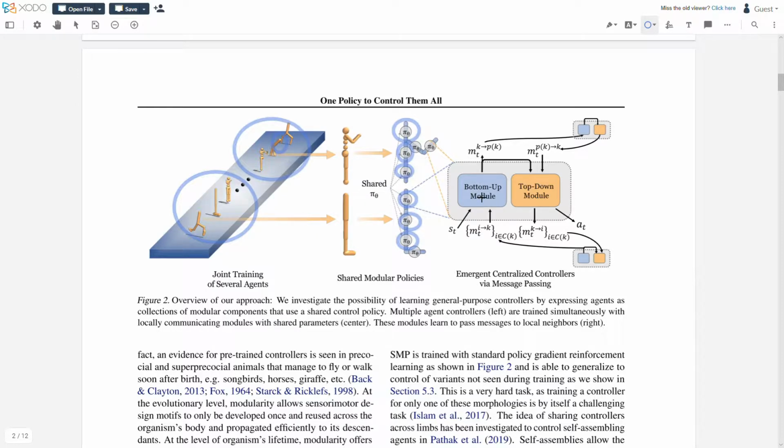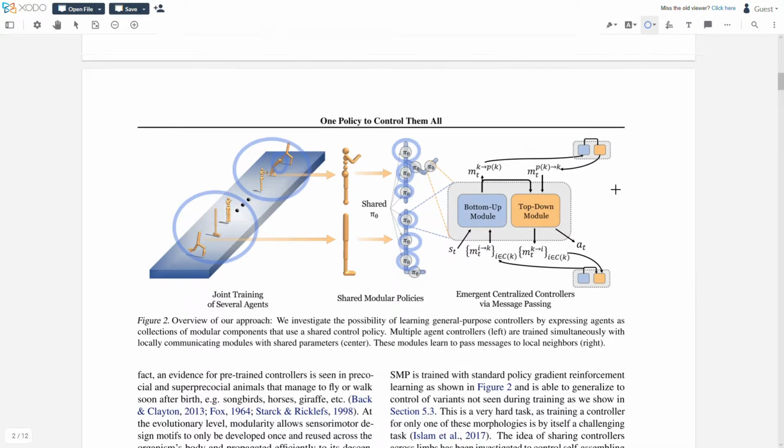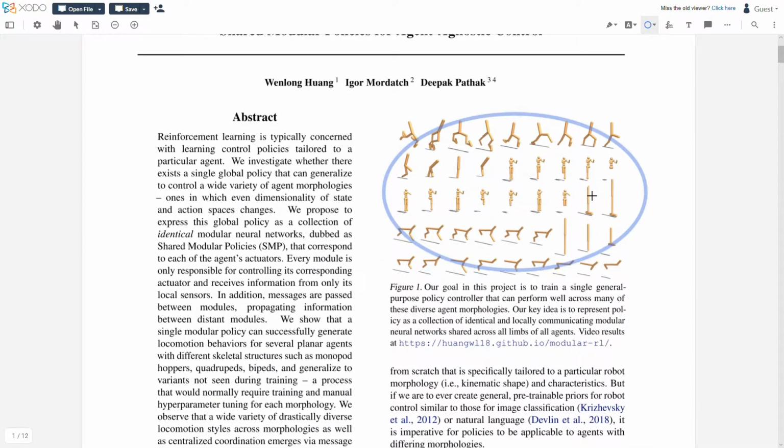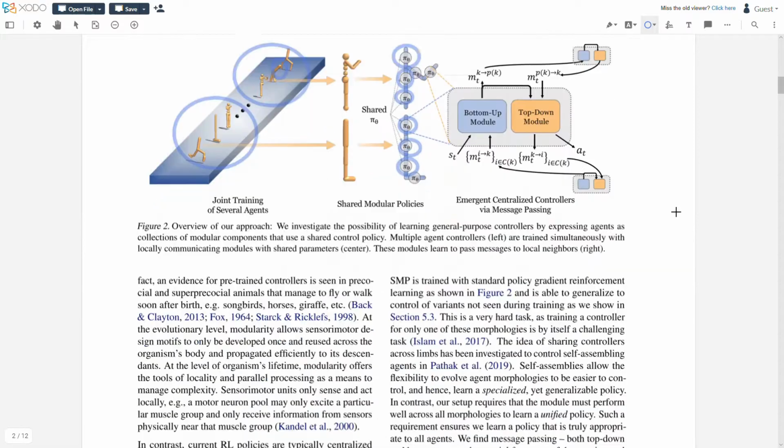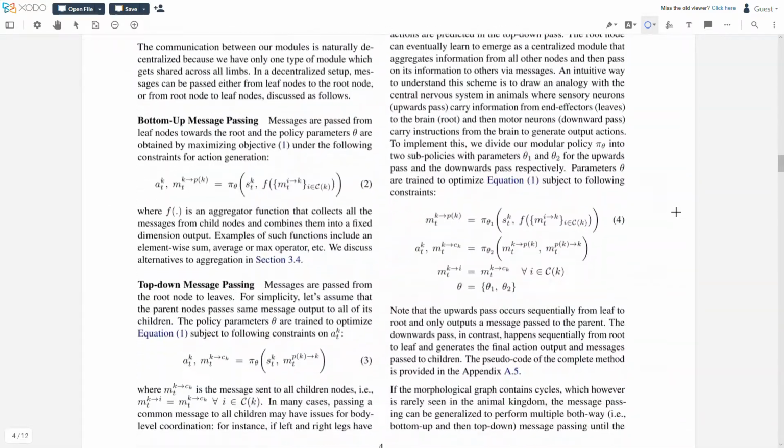On the right, this is the architecture of this policy neural network. We can see there are message channels from one policy network to the next one. This is his parents, and this is his parents. And these are the morphologies that are tested in this paper.